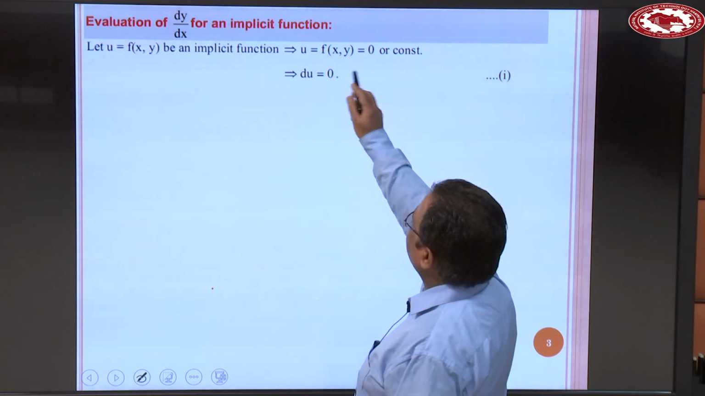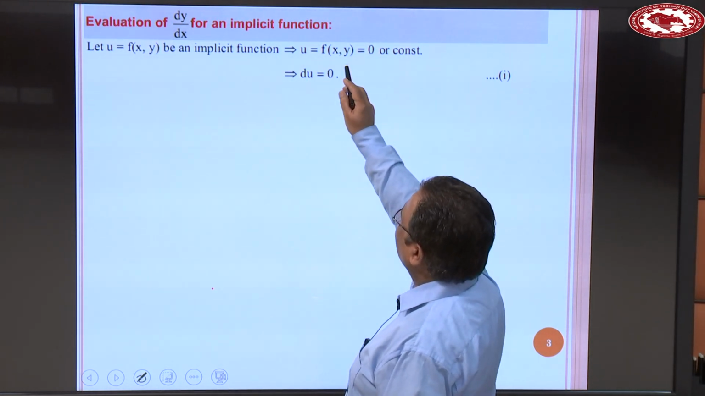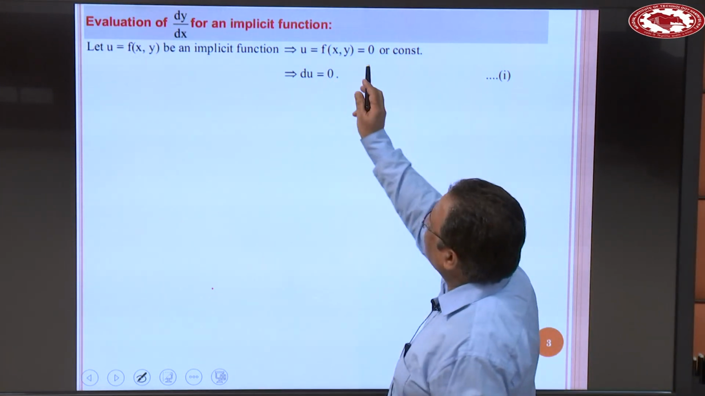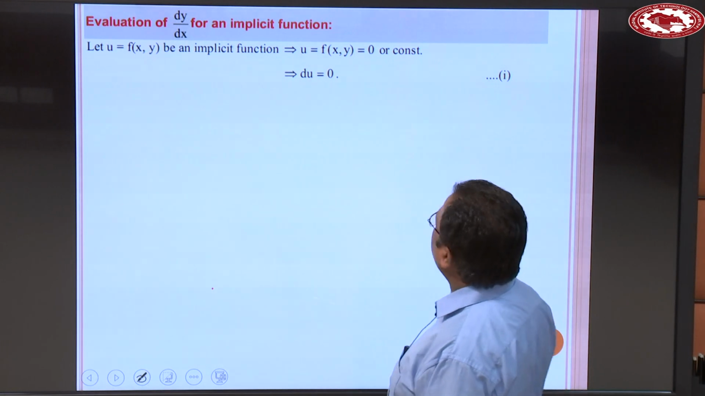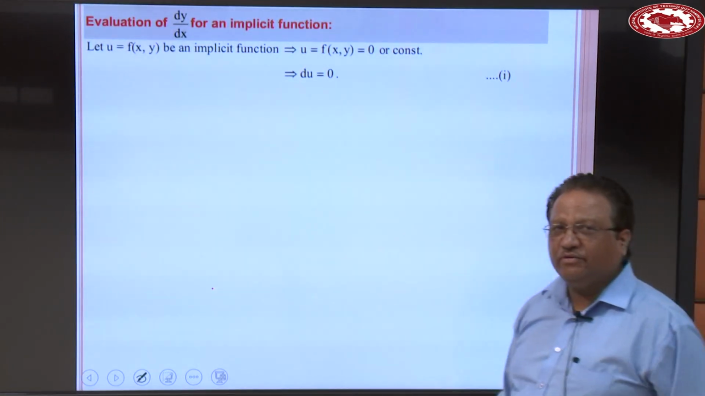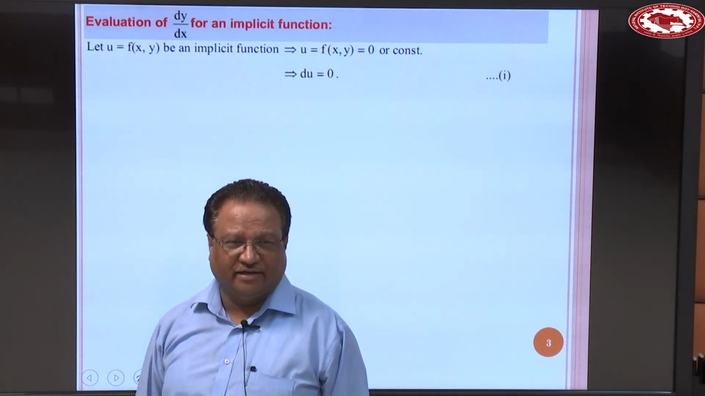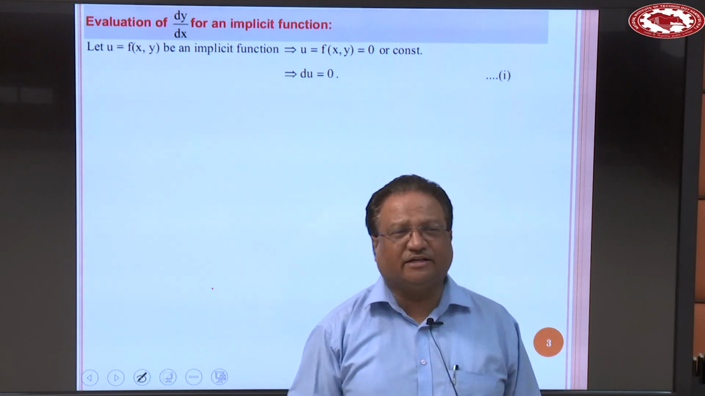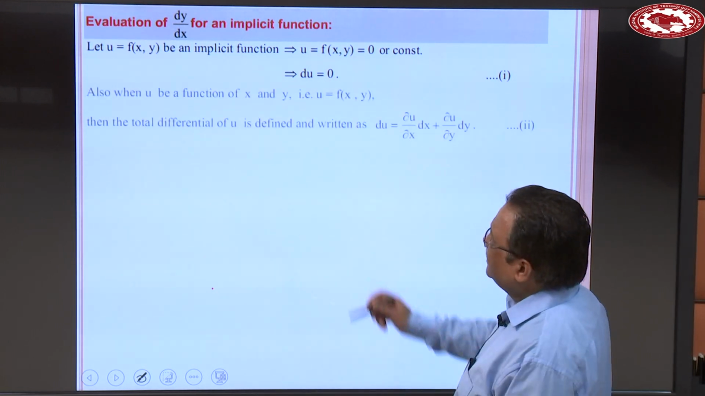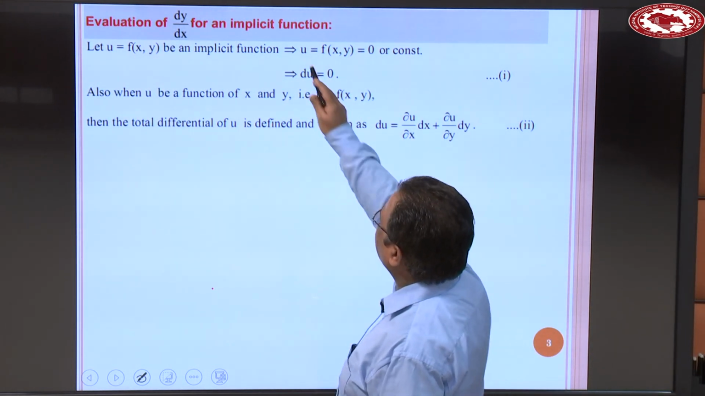Okay? f(x,y) is equal to 0 means u is equal to f(x,y) is equal to 0 or constant. So, when we write u is equal to 0, this means du is equal to 0. Write on this expression number 1, du is equal to 0. But you know u is a function of x and y. So, when u is a function of x and y, then write total differential. Okay? So, also u is a function of x and y, this means u is equal to f(x,y), this term.